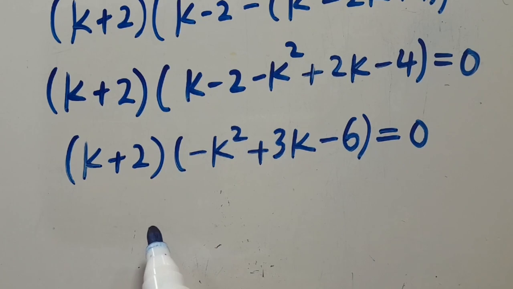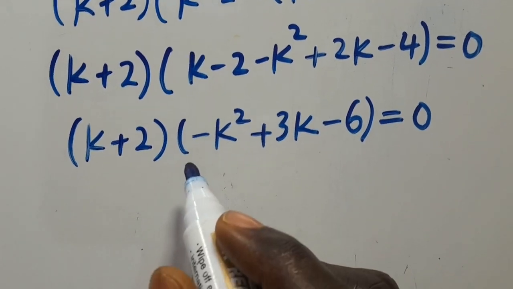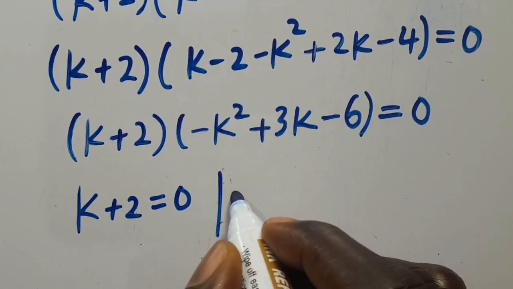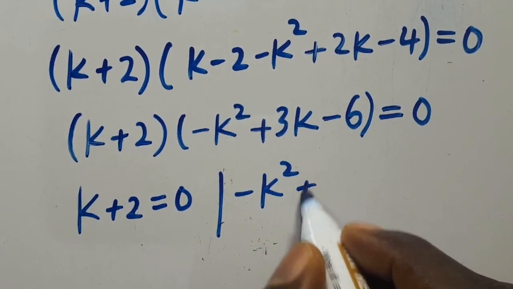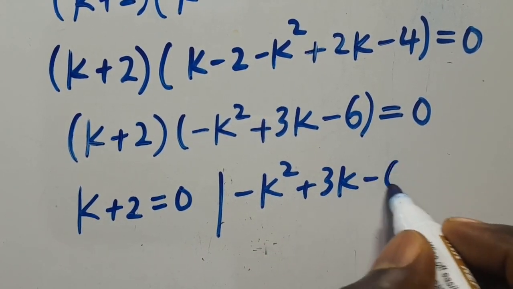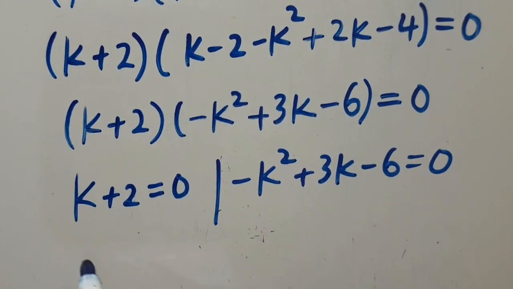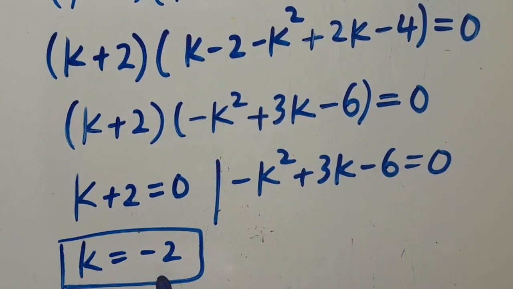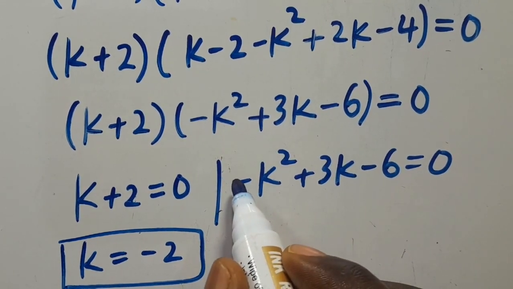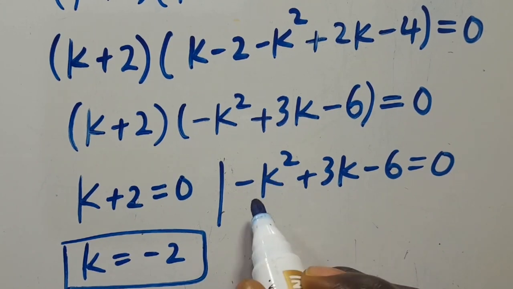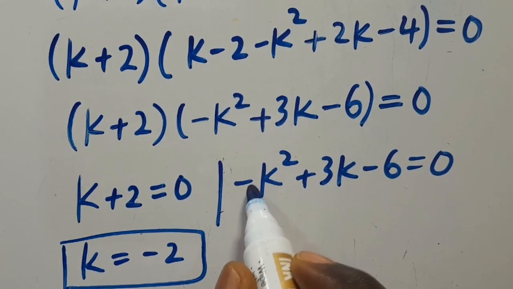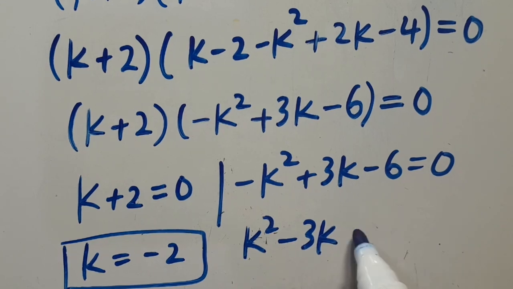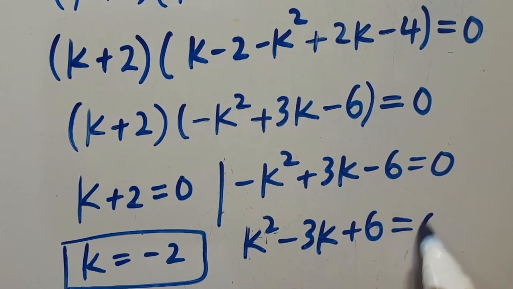Then from here, what we are trying to say is that for this expression to be equal 0, we have either k plus 2 equals 0, or we have minus k squared plus 3k minus 6 to be equal 0. Then from here we have k equals minus 2 as our first real solution. Then from here it is negative, so we want to make sure that the power 2 is positive. When we multiply by minus, minus times minus here will be k squared, here will be minus 3k, here will be plus 6, then we have everything to be equal 0.